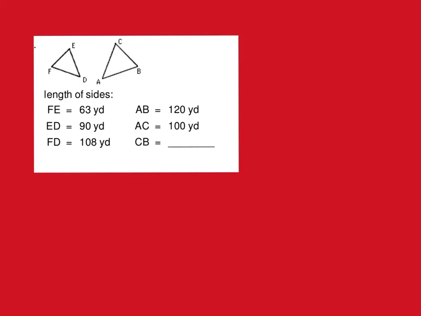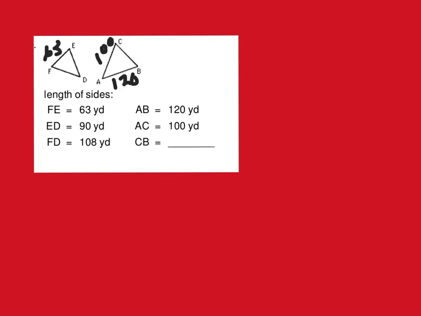I better grab a marker here. Okay, got it. AB is 120. And then AC is 100. CB is the one we're looking for. On the other triangle, we've got FE is 63.